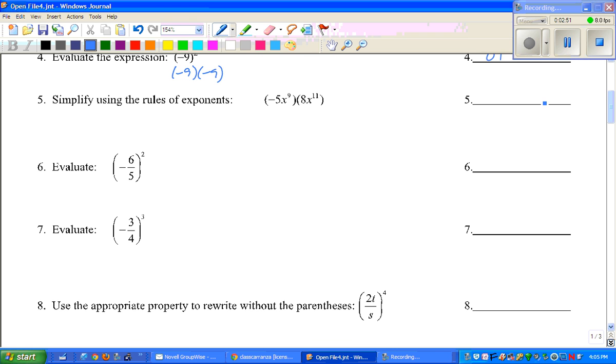All right, number 5, simplify using the rules of exponents. Okay, for problems like this, you multiply the base, and we add the exponents. Okay, so -5 times 8 is -40 x to the 20th.